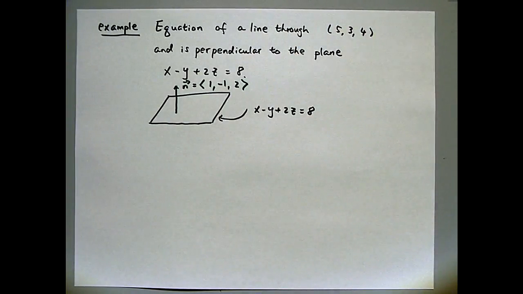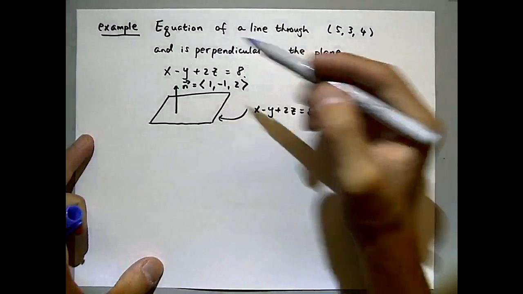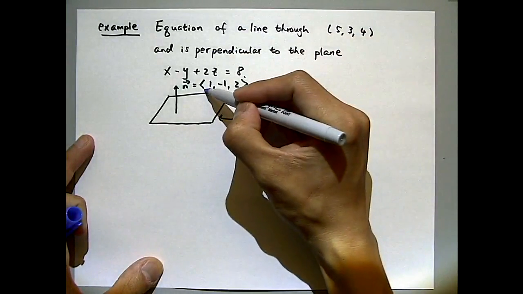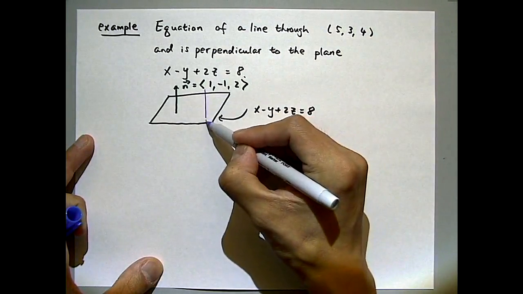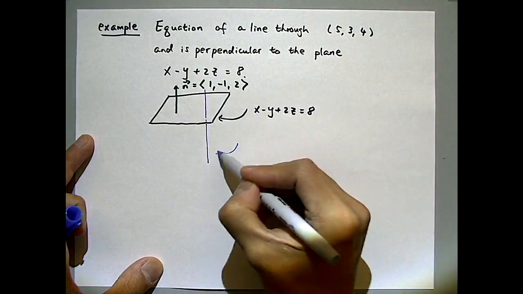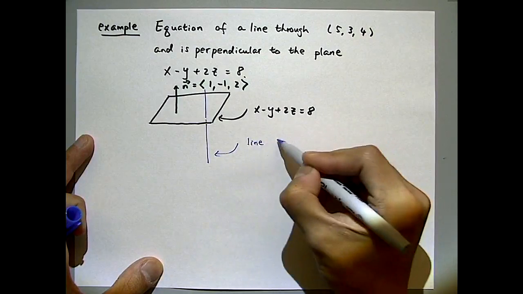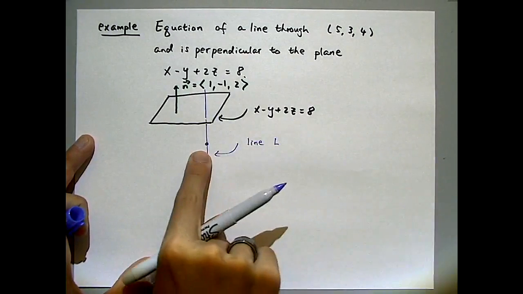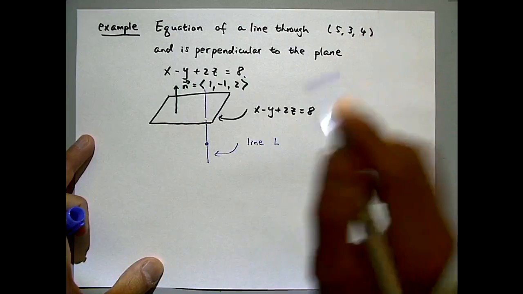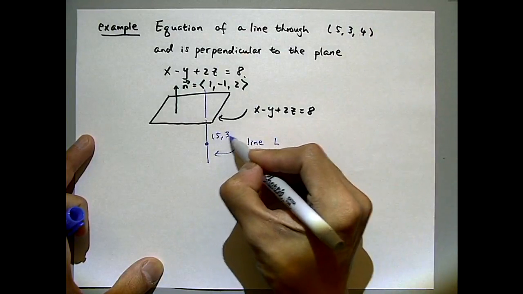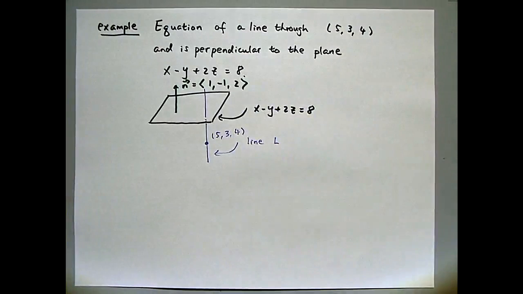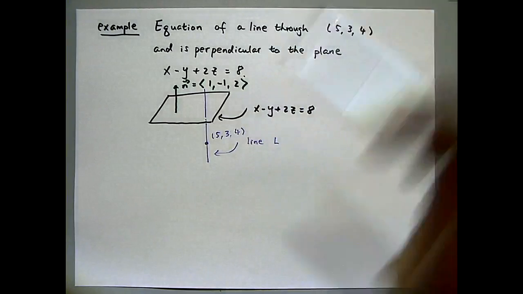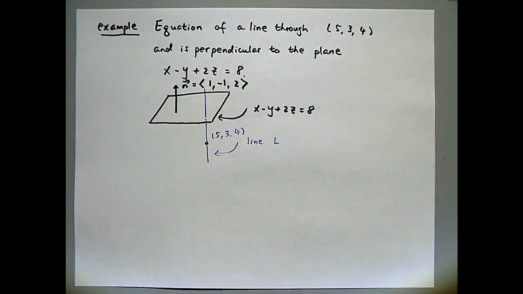And then we have this line that goes through this plane. Let's say the line goes over here. So here's the line, call that L. And this line is going to go through this point, 5, 3, 4. So that's the situation here, a plane given by some equation and a line given by some other equation.